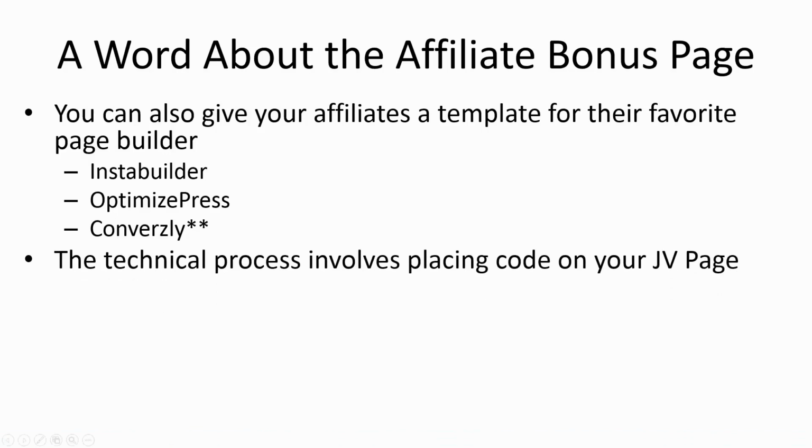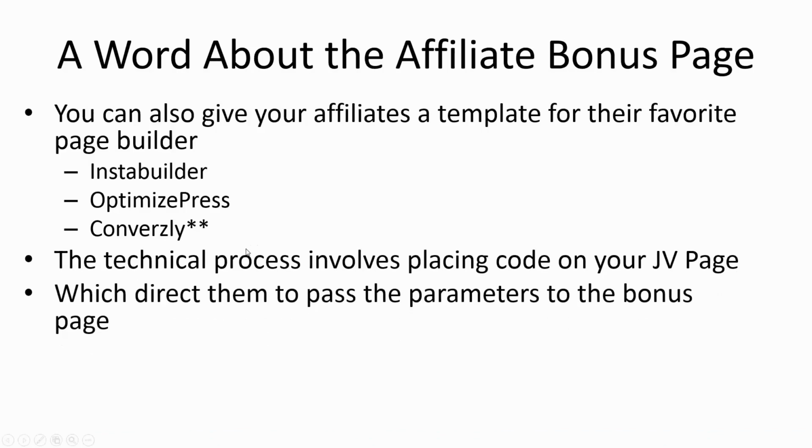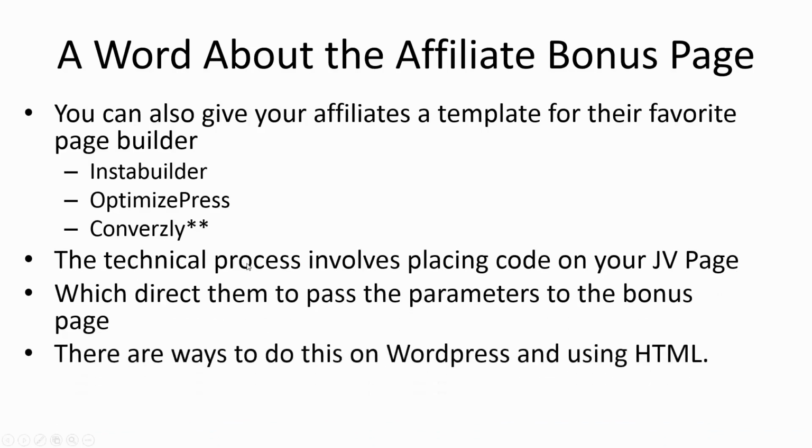Okay, the technical process is going to involve placing a code on your JV page, which directs them to the parameters, to the bonus page. Again, that's a really technical process. I'm going to actually have to show you this in a separate video. We could probably take an entire hour just to show you that process. We're not going to go through that process. This is an automation piece to the bonus page part, and it gives you the opportunity to make it really easy for your affiliates, right?